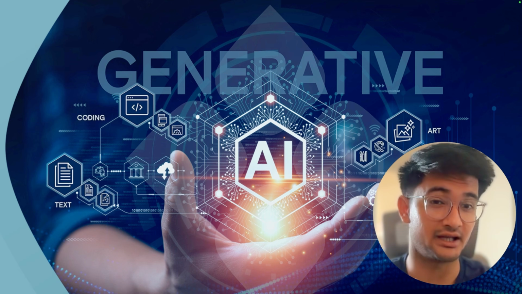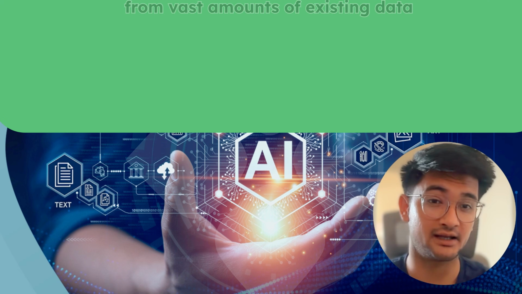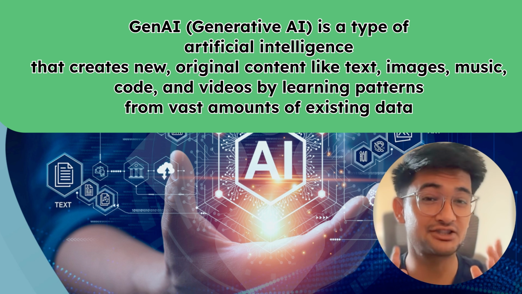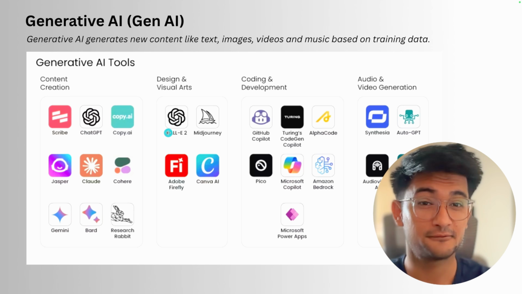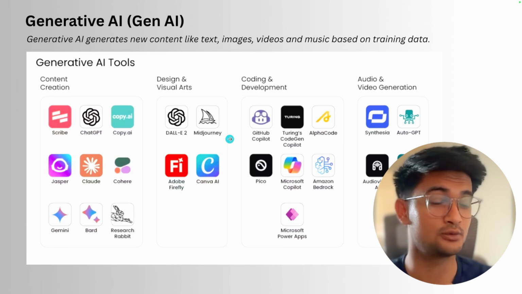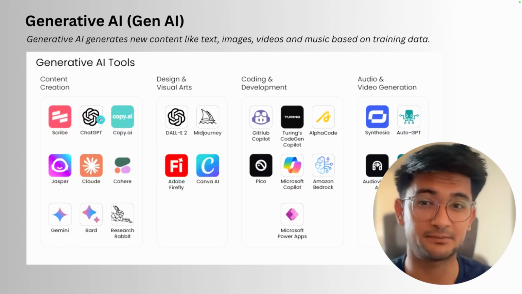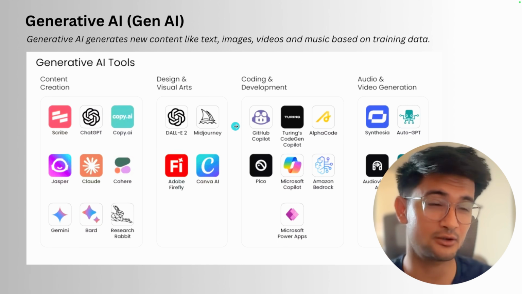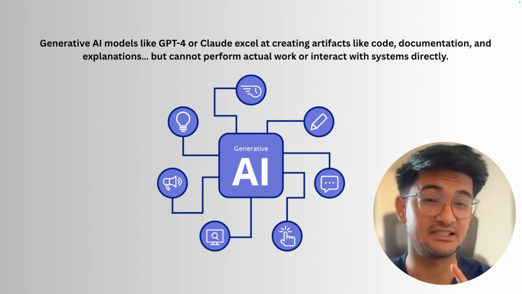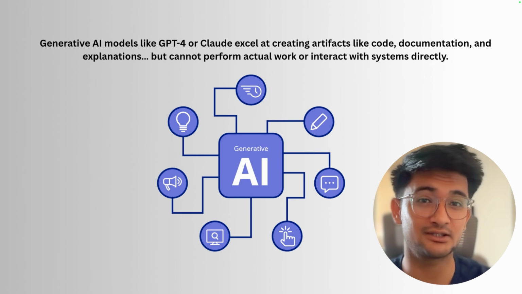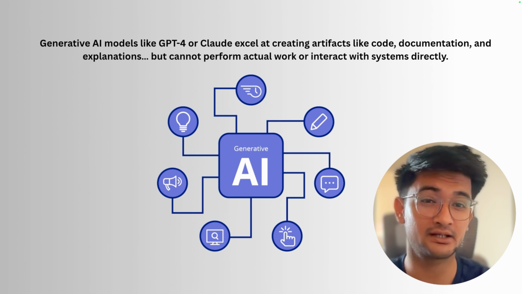Let's start with Gen AI. Gen AI, or Generative AI, is a type of artificial intelligence that is trained on huge, massive data sets to generate new content like text, images, music, videos, etc., responding to simple human prompts. For example, these are all the popular Gen AI tools used in the market. Everyone knows about ChatGPT and Claude. If you are a software engineer, you also know about GitHub Copilot. If you're a designer, you might use DALL-E or Canva AI as well. Popular Gen AI models like GPT-4 or Claude are used by software engineers to create code, documentation, even explanations.